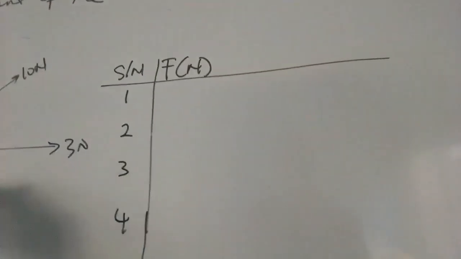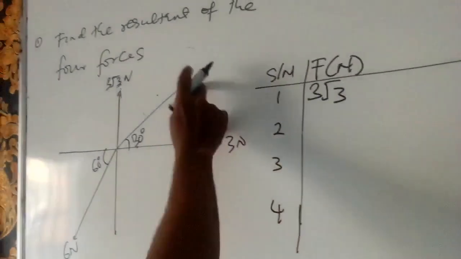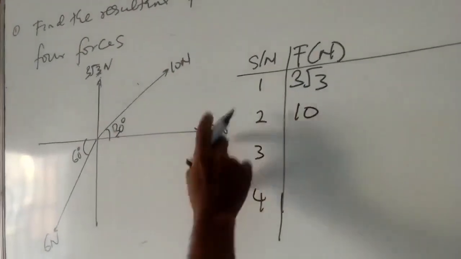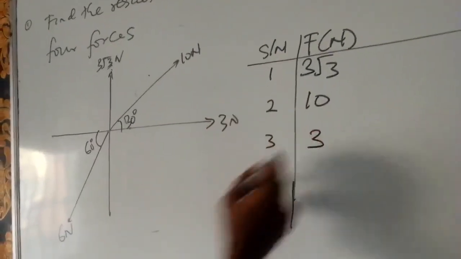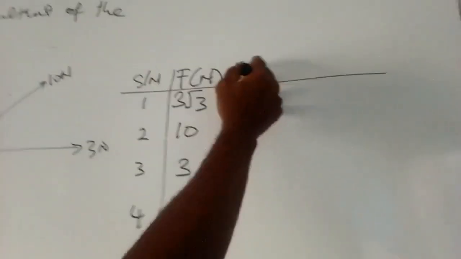Let's move clockwise. The first force here is 3 root 3 Newton. Second force is 10 Newton. Third force is 3 Newton. And then going down, the fourth force is 6 Newton. The next thing we do is we find the angle, theta. What does theta represent when we did our video? Theta is the angle between each force and the horizontal.